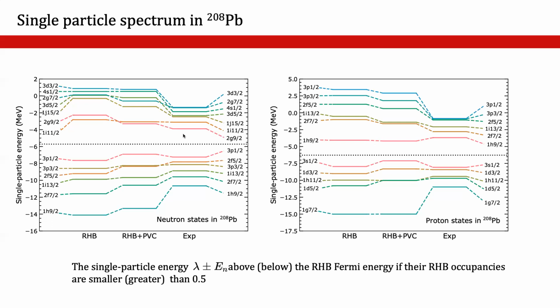Of course, I forgot to mention, this is how we transform the quasi-particle to the single-particle energies and compare with experimental data. We use lambda plus the quasi-particle energy for the state above the Fermi surface and lambda minus the quasi-particle energy for the state below the Fermi surface. That's how we transform.